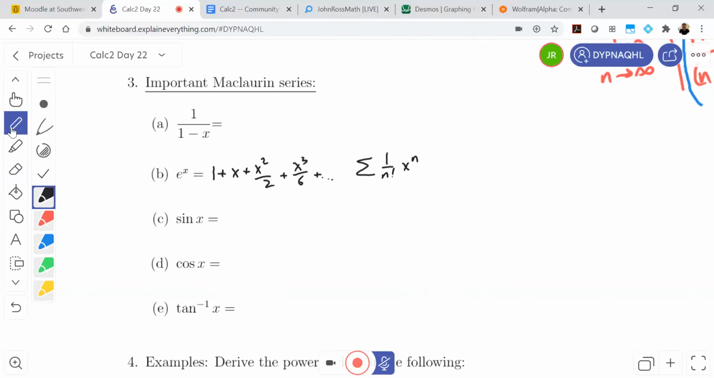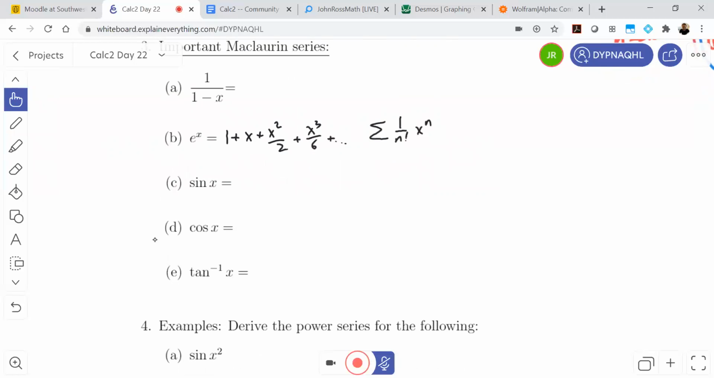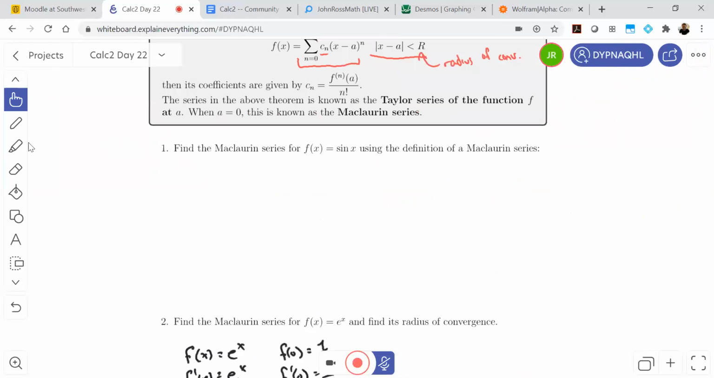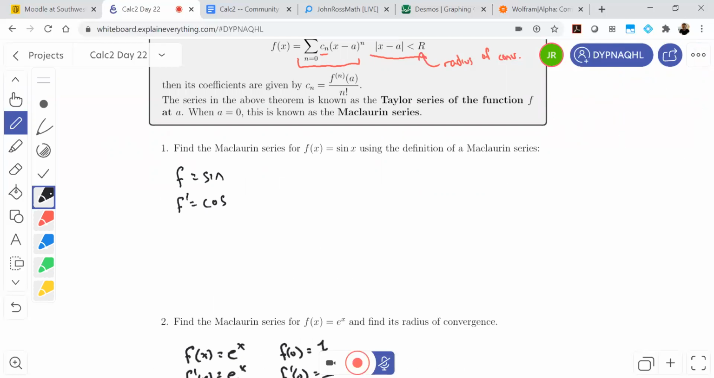The two that I want to focus on the most are our sine and cosine expressions. Sine of x, right? This was the one that we skipped over up above. I'll write out the first few steps here, right? And this should feel a little familiar, that f is sine, f prime is cosine, f double prime is negative sine, f triple prime is negative cosine, and so on.